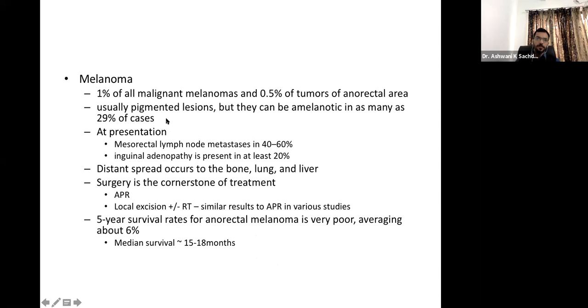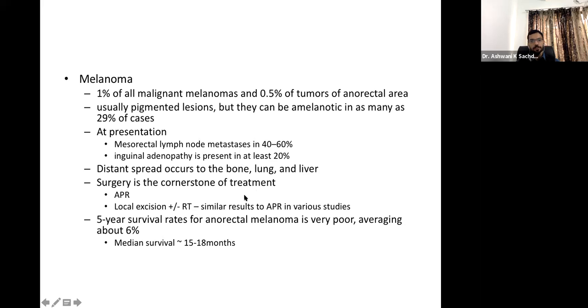Coming on to melanomas, anal canal melanoma forms about 1% of all malignant melanoma and 0.5% of the anorectal area melanomas. They are usually pigmented lesions, but sometimes they are amelanotic in about one third of the cases. At presentation, most of them have metastasis to the mesorectal, like 40 to 60% of the cases will have mesorectal lymph node mets, and inguinal lymphadenopathy is found in about 20%. And distant spread also occurs to bone, lung, and liver.